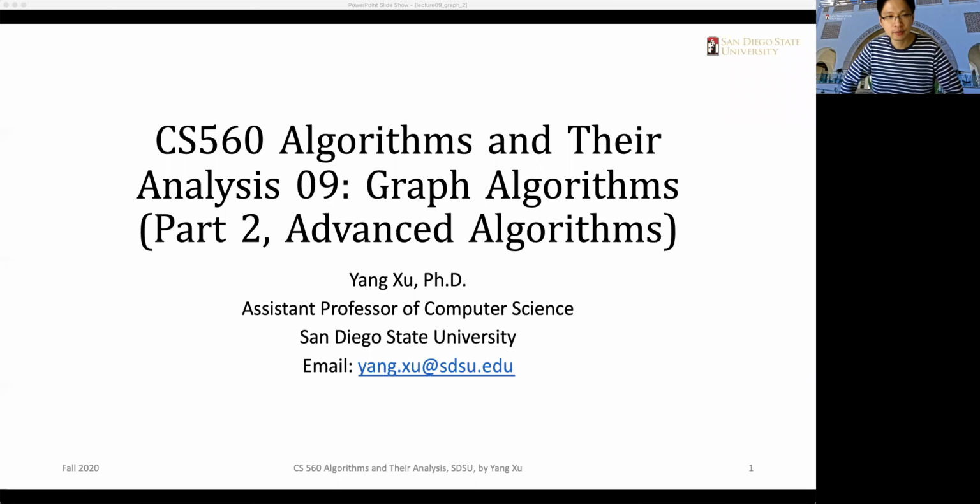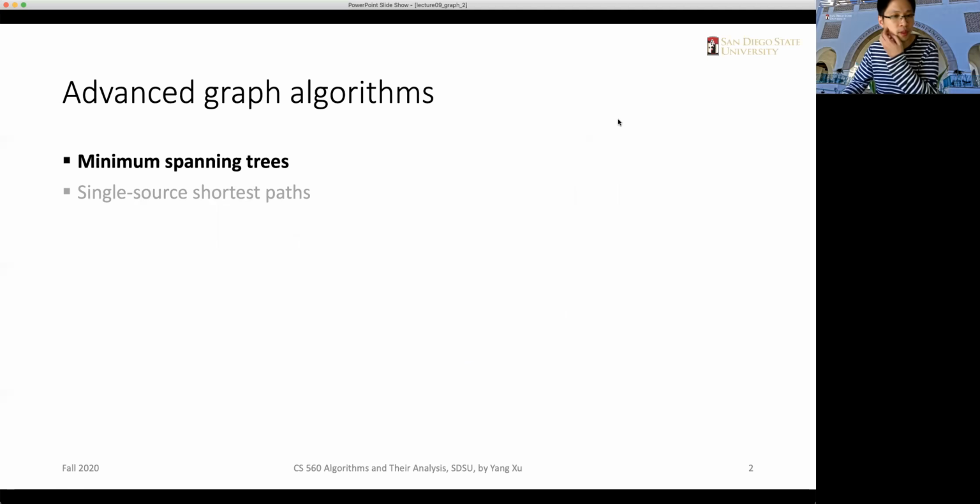So the advanced algorithms that we will cover in this chapter rely on the weights of the edges, and they are more focused on including the weights of the edges in determining the topological structure of the graphs. There are basically two types of problems that we will cover. The first one is called the minimum spanning trees problem. And the second one is the single source shortest path.